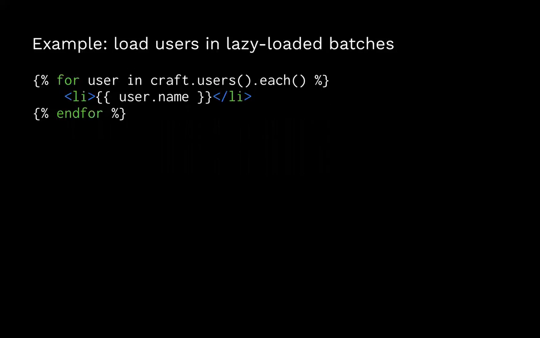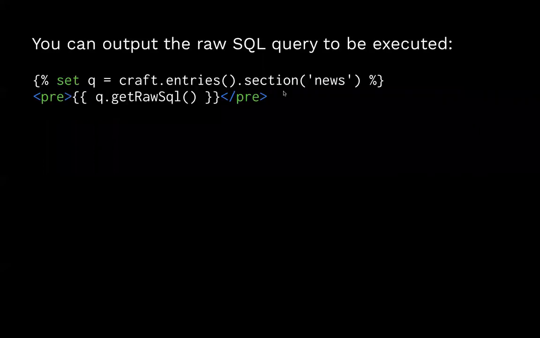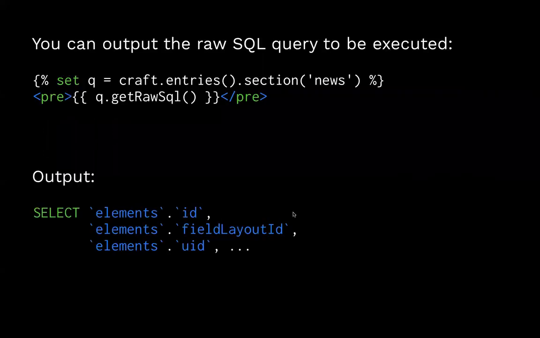And then here's an example of the lazy loading. You can call this each function instead of all, and by default it's going to loop through and do new queries every 100 users that are returned. You don't even have to complicate your template whatsoever beyond typing each instead of all, which is kind of cool. You can also, if you want to just see what the raw SQL is so that you can see what you should be modifying on it, call this getRawSql function and it'll return the actual SQL statement. I didn't put the whole thing there, but you get the idea.